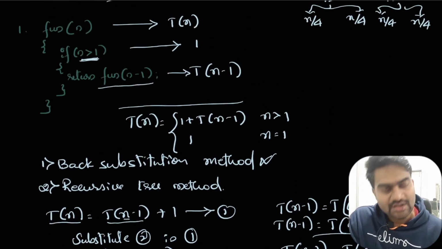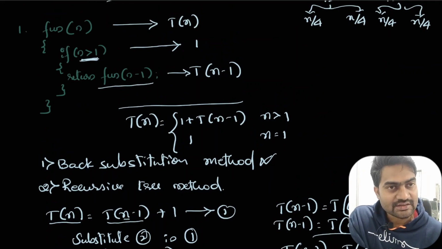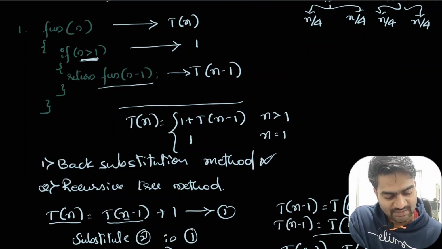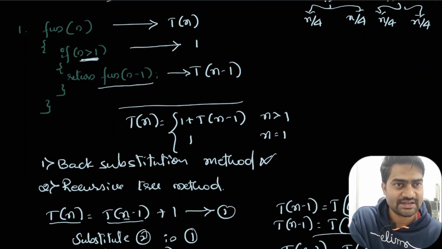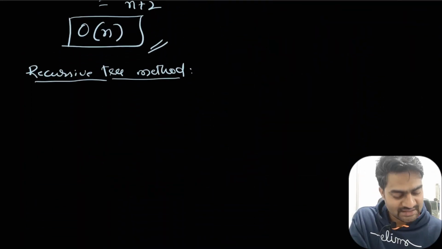What it does is check whether n is greater than 1. Then what will it do? It will call the same function again with n minus 1. When it is n minus 1, again it will check if that n minus 1 is greater than 1, and again it will call n minus 2. So this continues unless the n value becomes 1. Let us try to represent that in the recursive tree.